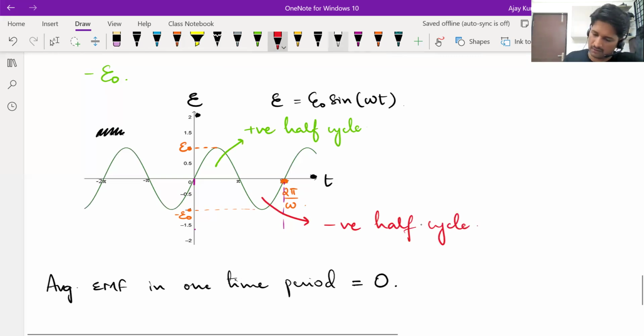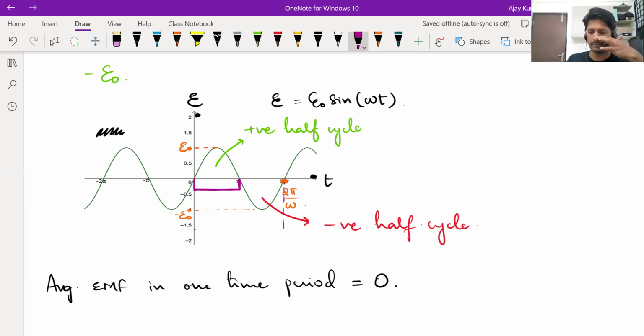Now you tell me the average value of EMF only during the positive half cycle, will it be 0? No, sir. Will it be negative or positive? Positive. Obviously it will be positive, because all values of EMF in that interval are positive, so the average will also be positive. Okay. What about the average value of EMF during the negative half cycle? Will be negative, sir. All values are negative, so the average value will also be negative. Can you guess how much that is?